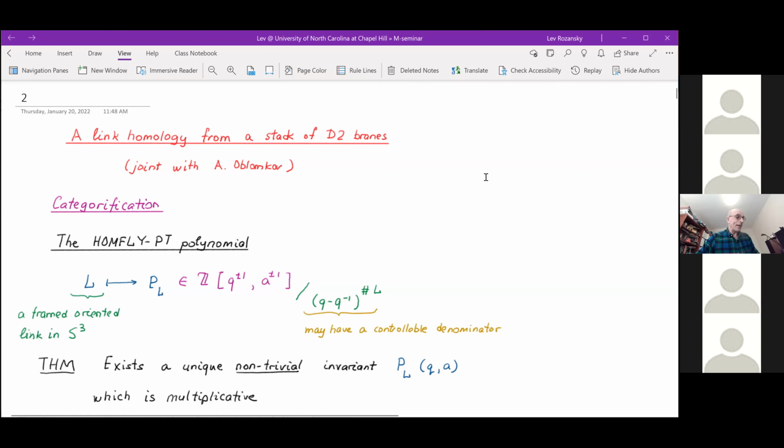So maybe the title is a little bit misleading. I will try to make this talk more mathematical, but I also want to mention the superstring origin, or interpretation, of this construction. So let me begin with the so-called HOMFLY-PT polynomial.